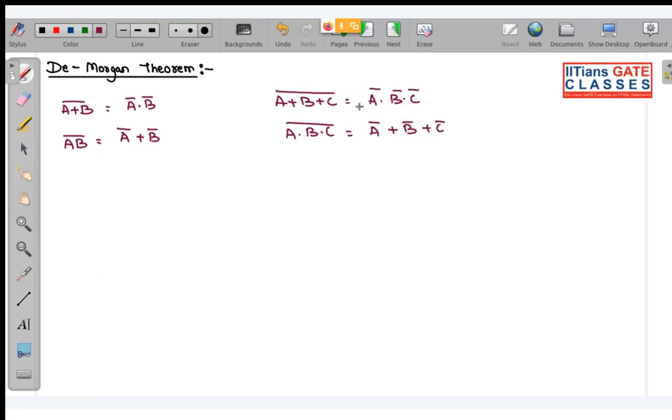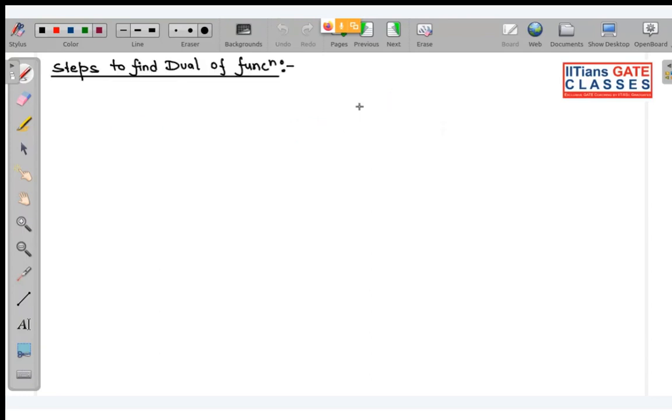I won't be making a proof for you. This is very simple, and we have already done this when we were discussing NAND gate and NOR gate. Okay, so now next is what? We need to find dual of a function. So what is dual of a function? Can anyone tell me? What is dual of Boolean function? Can you tell?